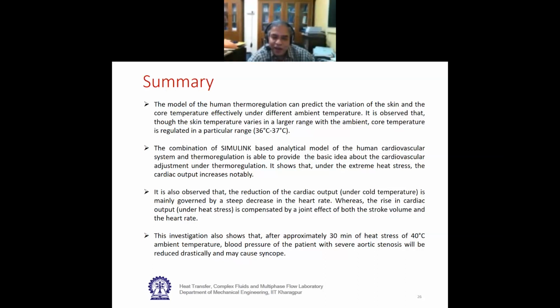The investigation also shows that after approximately 30 minutes of heat stress at 40-degree ambient temperature, the blood pressure of a patient with severe aortic stenosis will be reduced drastically and may cause cardiac arrest. So heat stress for a person with an ailing heart is not very good, and may create further problems in the physiological system, and something could be fatal also. Finally, which we have not worked on, but we have shown that by controlled heat stress, one can even increase the capacity of the heart and increase the longevity of humans. So that's all I wanted to present.